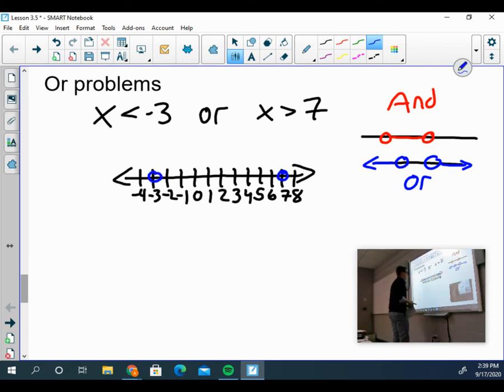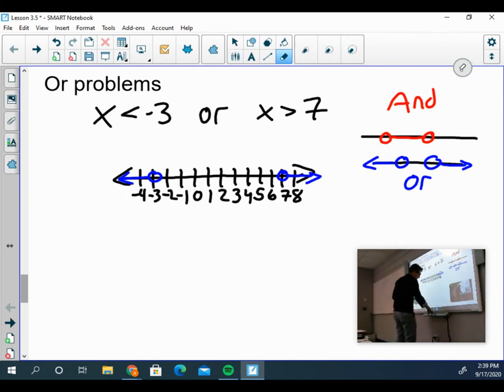But look at the way the signs are. With the -3, the open side is facing the negative. When the open side faces the -3 away from the variable, that means I need to go left. We learned about this in 3.1. If the open side is facing the variable on the 7, that means I need to go to the right. Again, your or inequalities will look exactly opposite of your and inequalities. Okay, this is how we graph an or inequality.